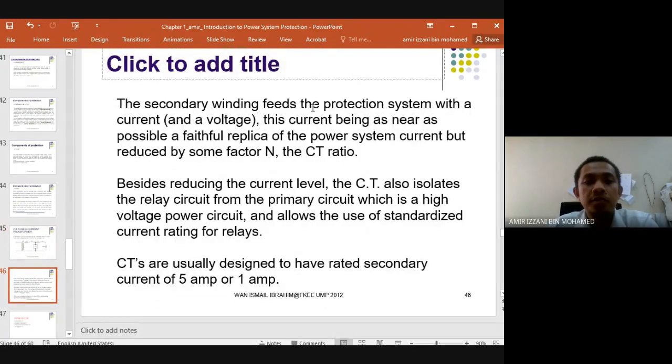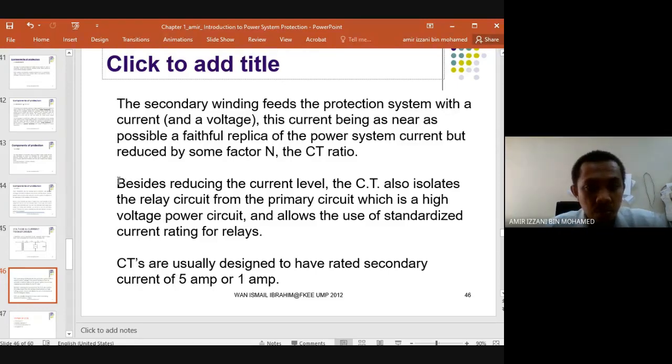The secondary winding feeds the protection system with a current or voltage. This current is as near as possible a faithful replica of the power system current, but reduced by some factor N, which is the CT ratio. Besides reducing the current level, the CT also isolates the relay circuit from the primary circuit, which is a high voltage power circuit, and allows the use of standardized current ratings for relays. CTs, or current transformers, are usually designed to have rated secondary currents of 5 amp or 1 amp.